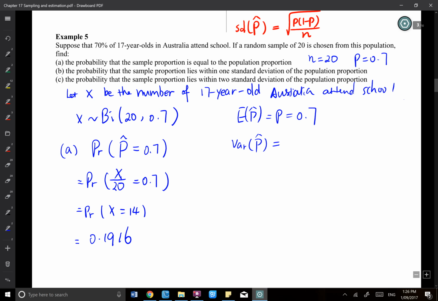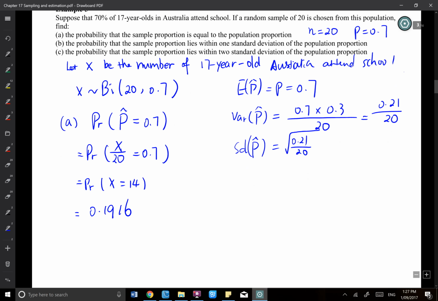Look at your page. P is 0.7 times 0.3, 1 minus P, over what? 20. Okay, over 20. 0.12 divided by 20. Well, I'll leave the answer like that. So I know the standard deviation of p hat is square root of 0.12 over 20. Okay, so that's the standard deviation.